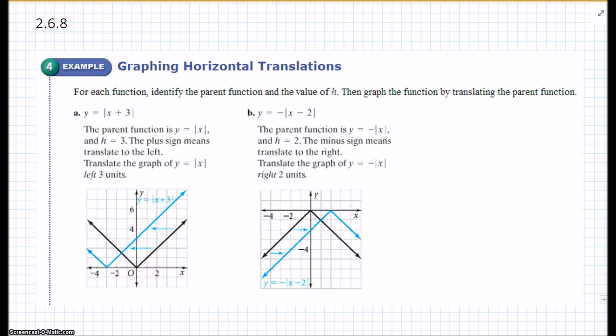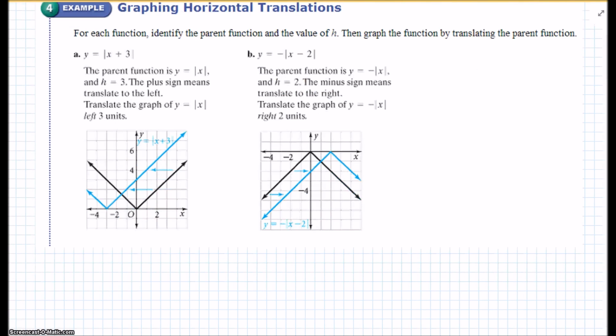Okay, so let's look at our example here. For each function, identify the parent function and the value of h. All right. Well, in the first example, our parent function is just y equals the absolute value of x. My translation is going to be left 3 units.